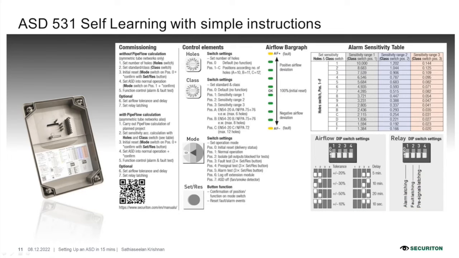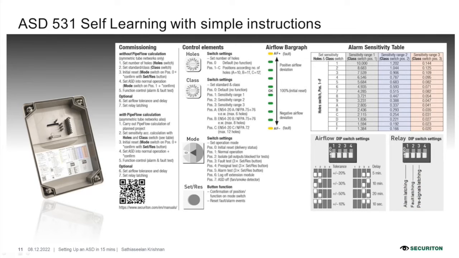As you know, it's a short pipe with the number of holes that you need. Then you do the sensitivity settings and you set the mode you're going to use, and good to go. Second, there's an explanation of the control elements, which are the hole, the class, the mode, and the set and reset buttons, followed by the airflow bar graph. The airflow bar graph is an LED indicator shown on the ASD itself to say where exactly went wrong, which means your airflow is above the tolerance or below the tolerance. Anything positive indicates there is a block, and anything negative shows there is a leakage in the system.